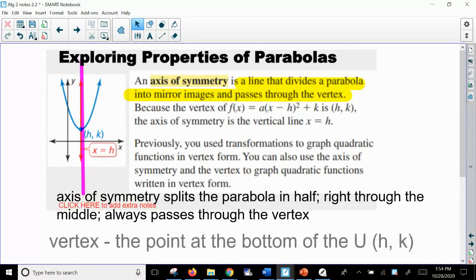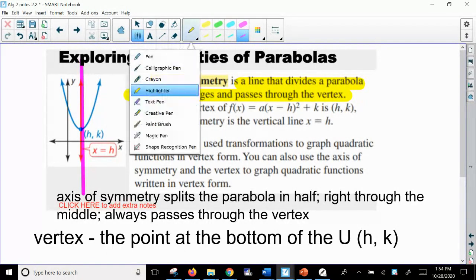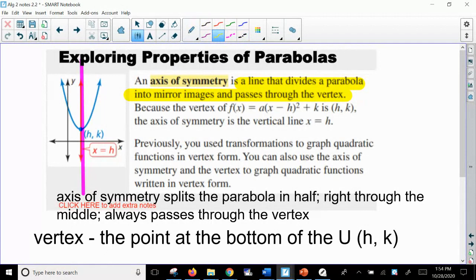Okay? What's a vertex? A vertex is the point at the bottom of the parabola, or the U, which is your h, k. So this point right here, I'll make it black, right there. See that? That's the vertex. That point right there is the vertex. And see how it says h, k? So when you were finding the h, k in the equation, you were actually finding the vertex of the parabola.